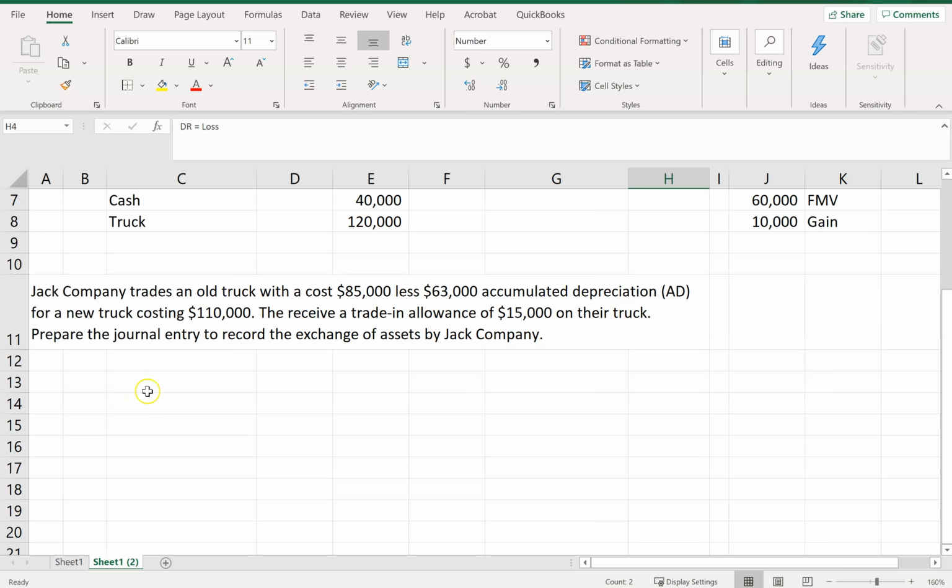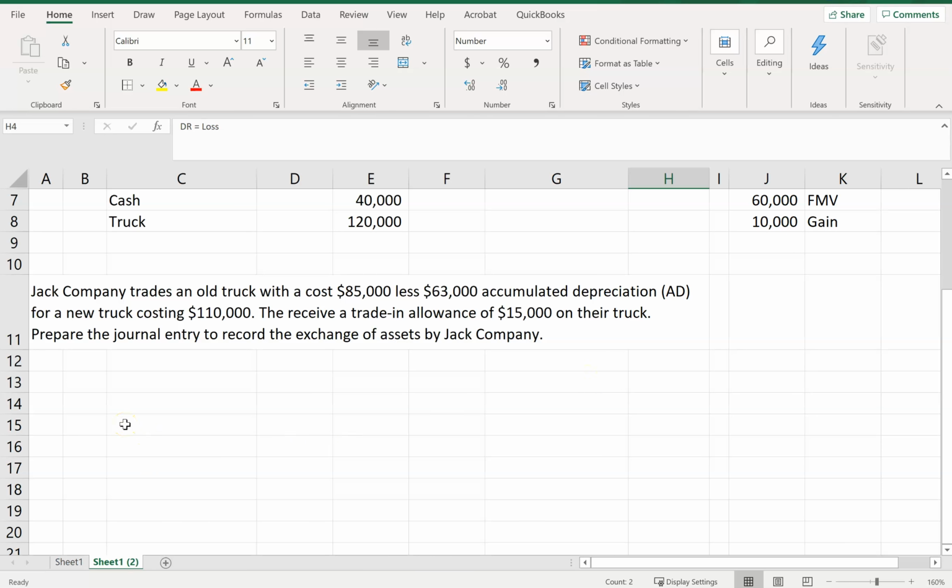So for this one, it's a little bit different. Jack Company trades in an old truck with a cost of $85,000 less $63,000 accumulated depreciation for a new truck costing $110,000. They receive a trade-in allowance of $15,000 on their truck. Prepare the journal entry to record the exchange of assets. So in this case, they don't tell you how much cash went out the door. They just tell you what the trade-in allowance was.